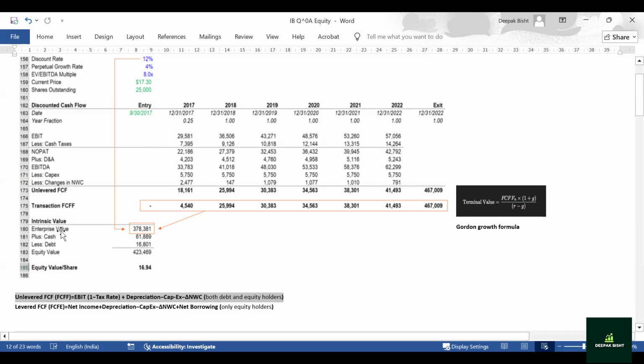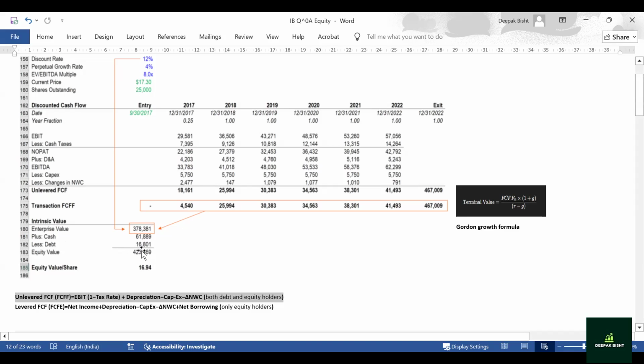And after enterprise value, how do we get the equity value? If you remember, when we are calculating from enterprise value to equity value, we will add back the cash and we will subtract the debt, since that cash can be used to pay off the debt. This will give us the equity value. So don't get confused in using the formulas. And when we divide the equity value by the number of shares outstanding, it will give us the equity value per share.